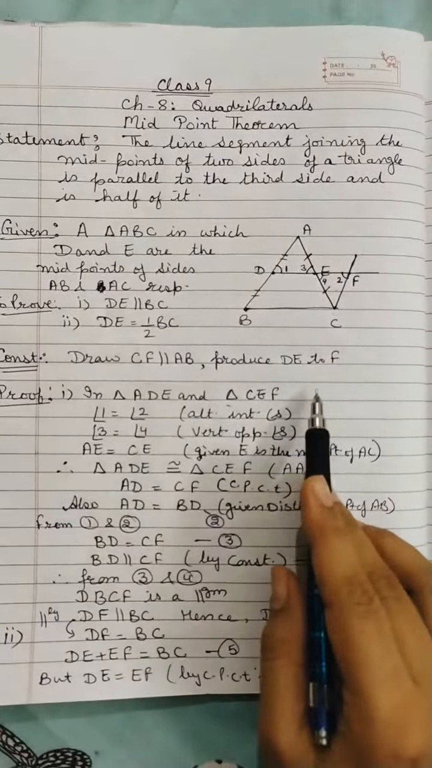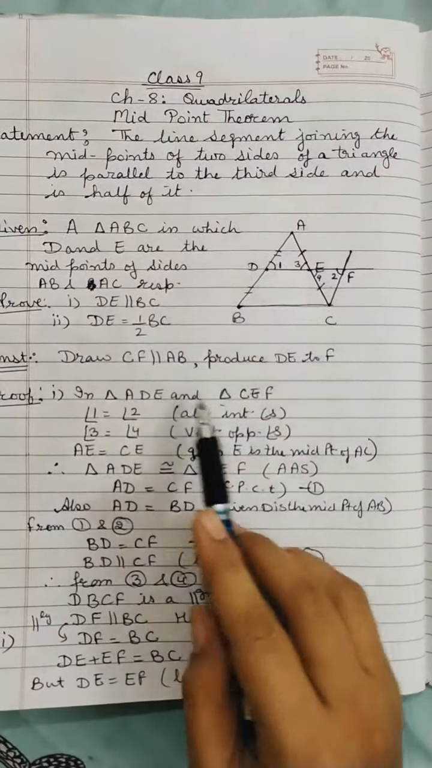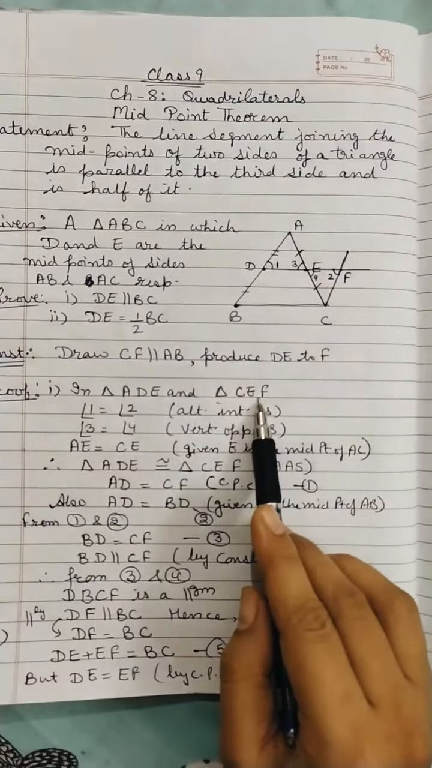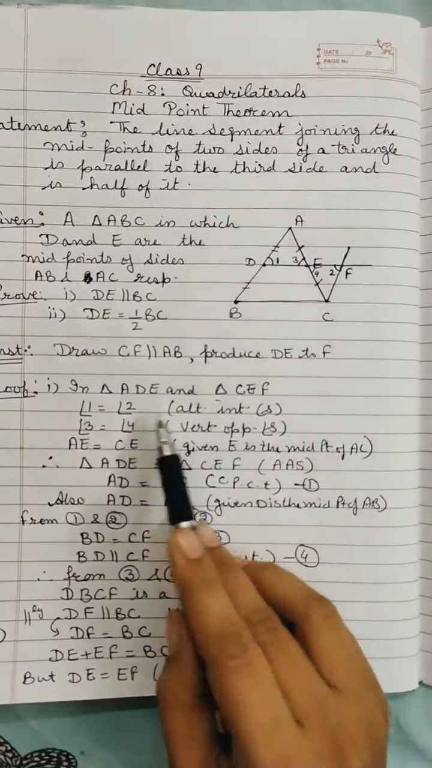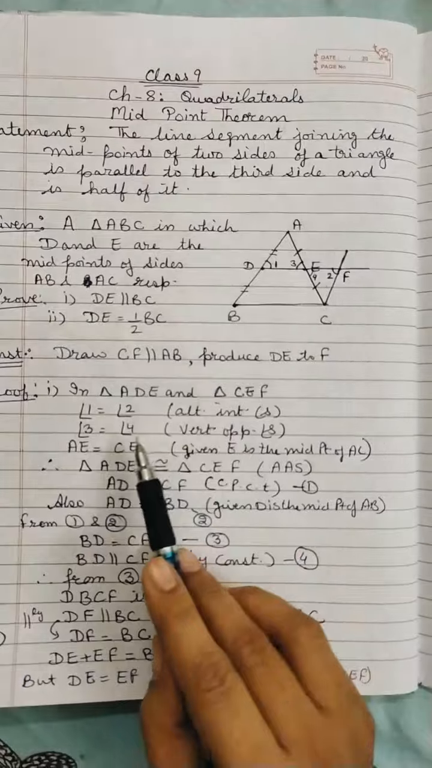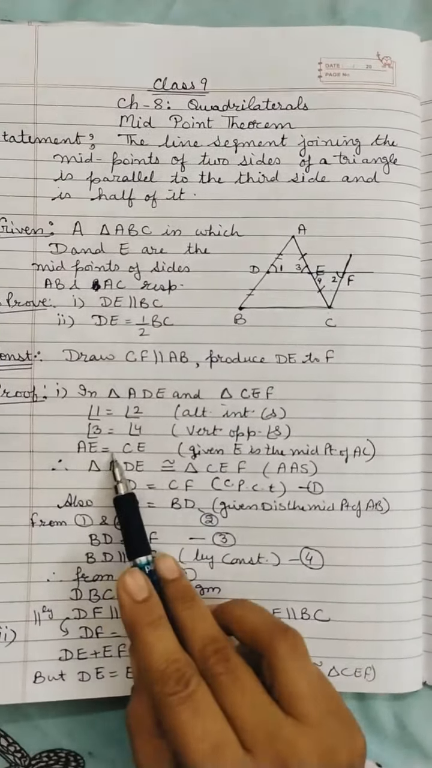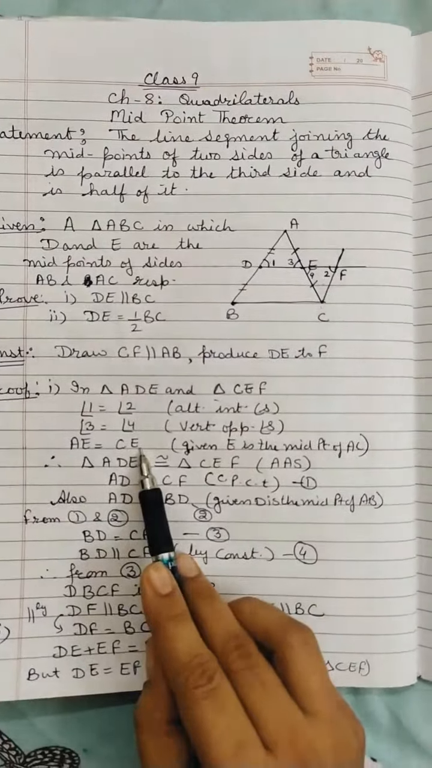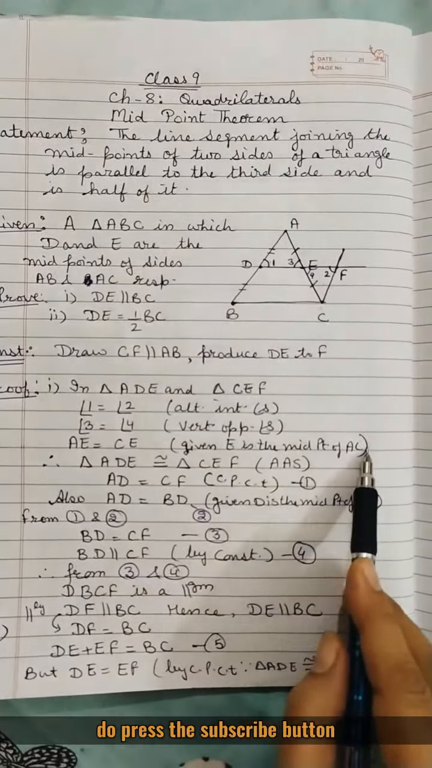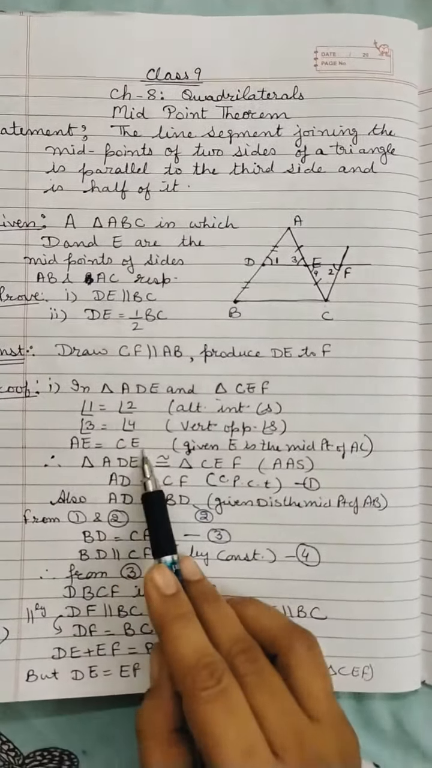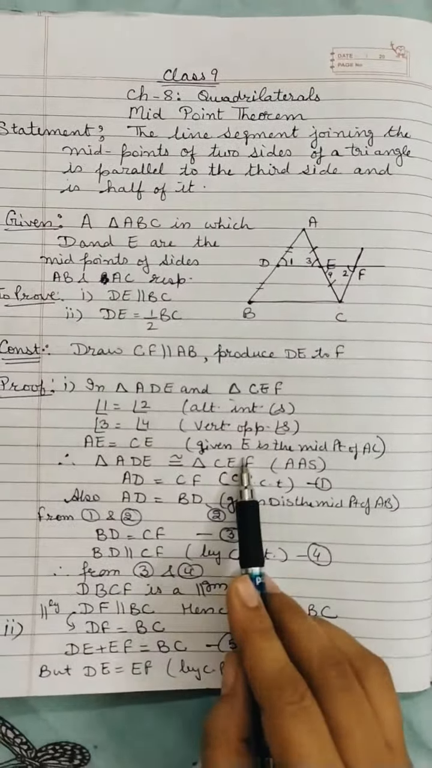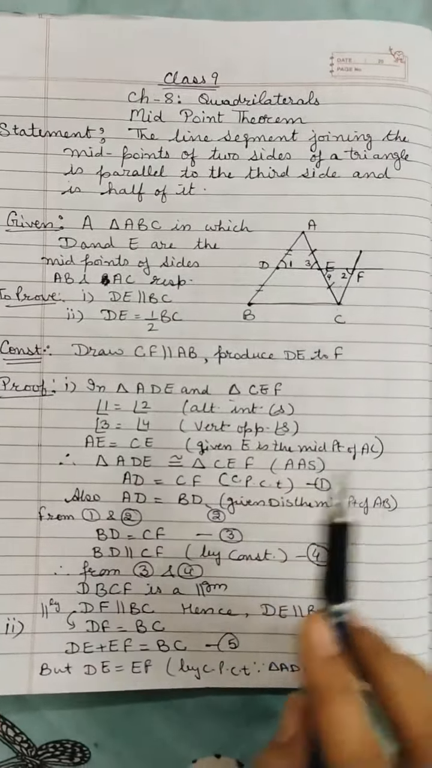Now let us see how we have to write it. We will write: in triangle ADE and triangle CEF, angle 1 is equal to angle 2, alternate interior angles. Angle 3 is equal to angle 4, vertically opposite angles. AE will be equal to CE, given, E was the midpoint of AC, that is why we can write it like that. Therefore the two triangles are congruent by AAS criteria.